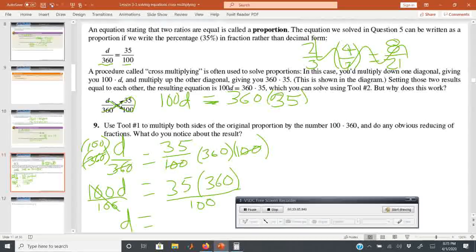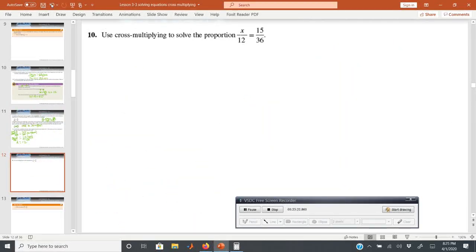Actually, though, with cross multiplication, you end up with 100 times D. When you cross multiply, you're supposed to say cross multiply and then divide. So divide by 100, divide by 100, and hopefully you see D equals whatever you get with that. Hopefully you see that with cross multiplication, I really didn't have to multiply both sides by 100 because I ended up dividing it and putting it back where it started.